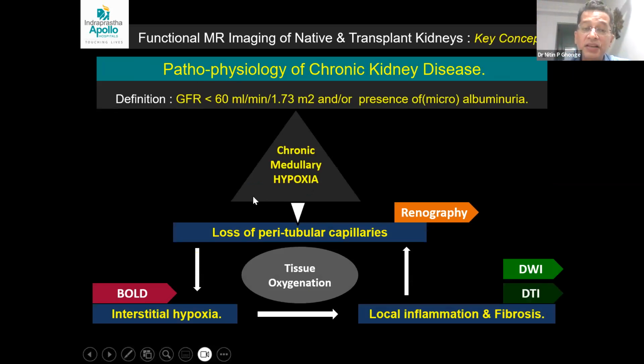So based on hypoxia and tissue oxygenation, we have different tools. BOLD mainly detects interstitial hypoxia in the medulla because it is a blood oxygen level dependent sequence. Then loss of peritubular capillaries is detected with renography, which looks at how nicely the peritubular capillaries are carrying the blood. And third is diffusion weighted MRI or diffusion tensor imaging, which evaluates the local inflammation and fibrosis in a patient with CKD, based on tissue oxygenation, which is the central key theme for CKD progression.